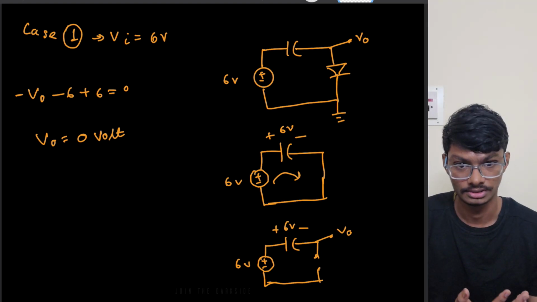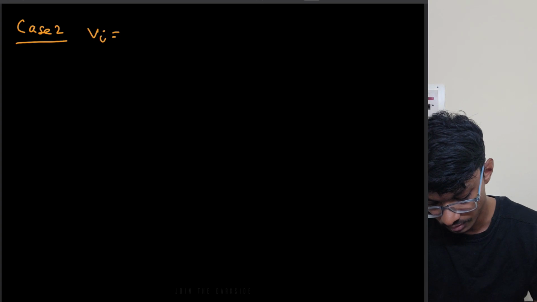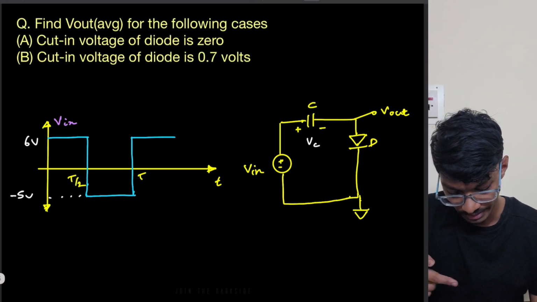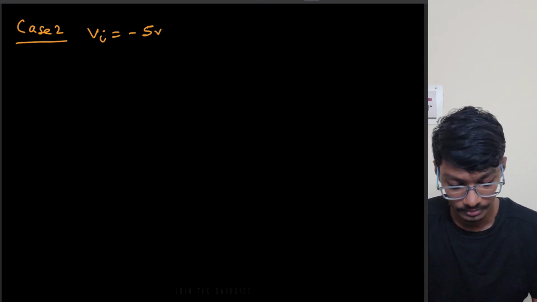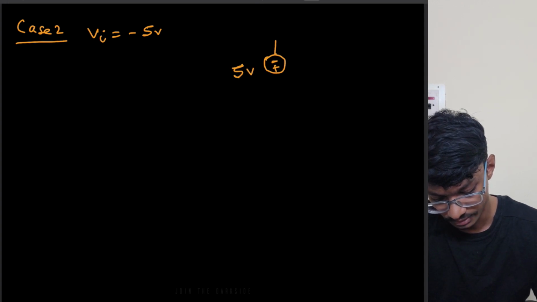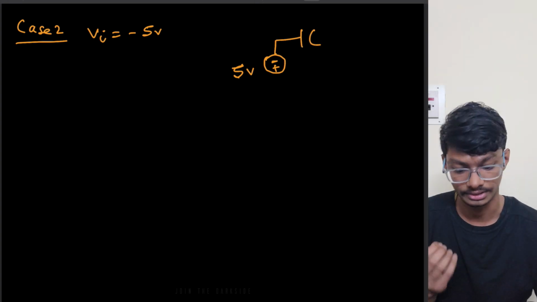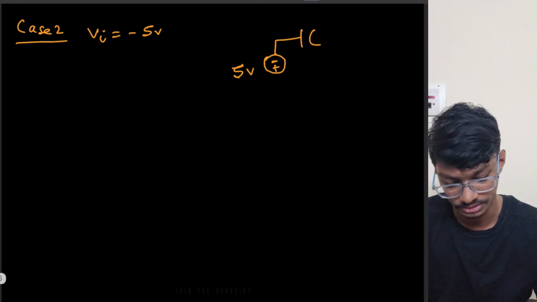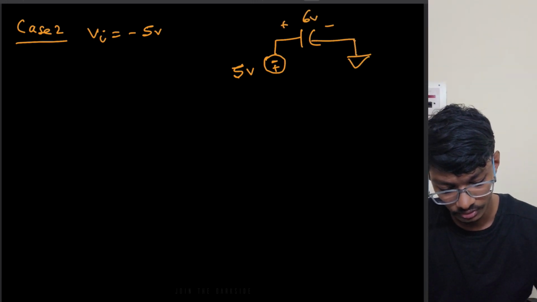Now let's go for case 2. Case 2, when Vi equals, in the second case, it is going to minus 5 volts for T by 2, minus 5 volts. Now if it is going to minus 5 volts, let me redraw the circuit again. This is 5, I've changed the polarities, and this time the capacitor has some charge. This time it has 6 volts of charge. So let me write it like this, 6 volts, and again I will assume that the diode is off.